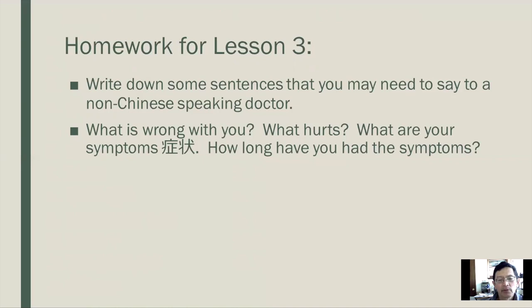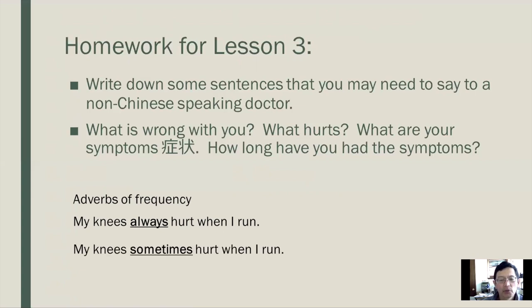For example, the adverbs of frequency. An example would be, my knees always hurt when I run. Or you can say, my knees sometimes hurt when I run. Priscilla will go over these adverbs of frequency with you and also go over this homework assignment.